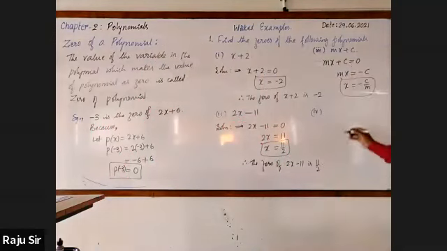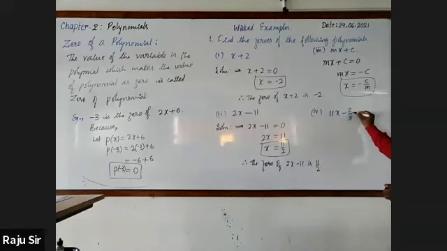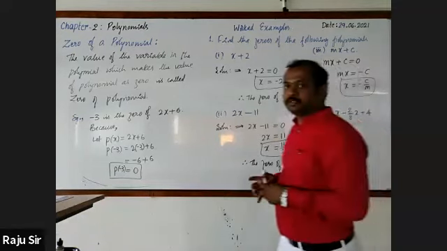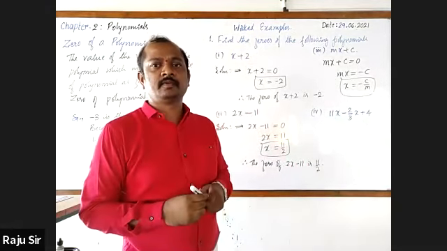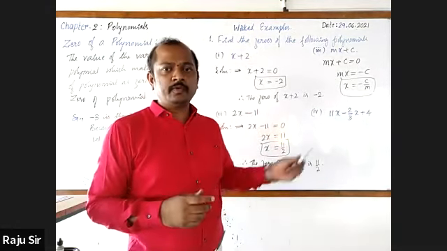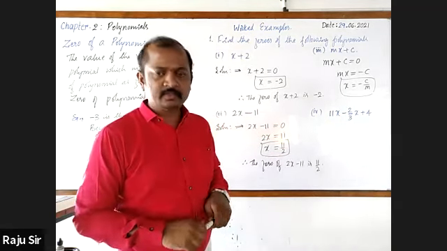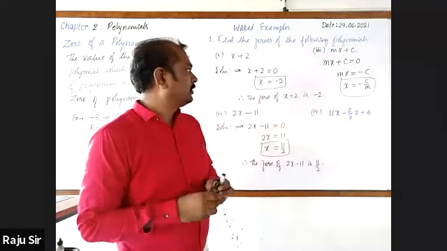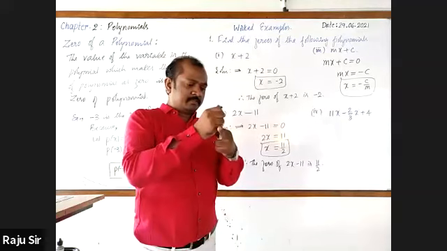Next one. It is 11x minus 2 by 3 x plus 4. This is the polynomial. This has a little more calculation, that's all. Ranjan, go for finding. Yes, sir. Try to do that. 11x minus 2 by 3 x plus 4.